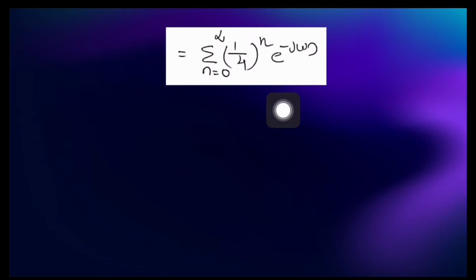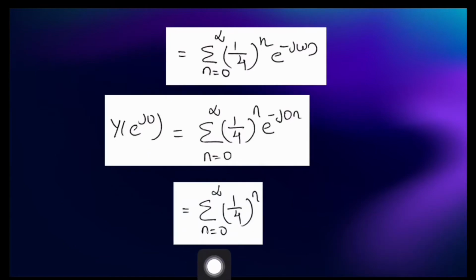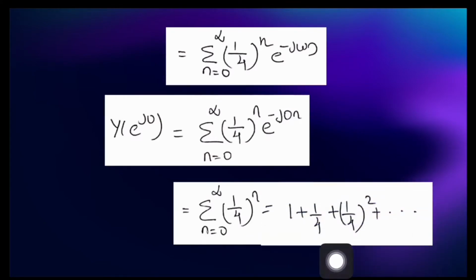Hope you remember in the question we are asked to find out the value of Fourier transform at omega equal to 0. So we replace this omega with 0 and get Y of e raised to j0 is equal to sigma n equal to 0 to infinity 1 by 4 all raised to n e raised to minus j0 n. As you know, the value of e raised to j0 is 1. Hence we get it as sigma n equal to 0 to infinity 1 by 4 whole raised to n. After expanding it, we get Y of e raised to j0 as 1 plus 1 by 4 plus 1 by 4 whole square plus etc.